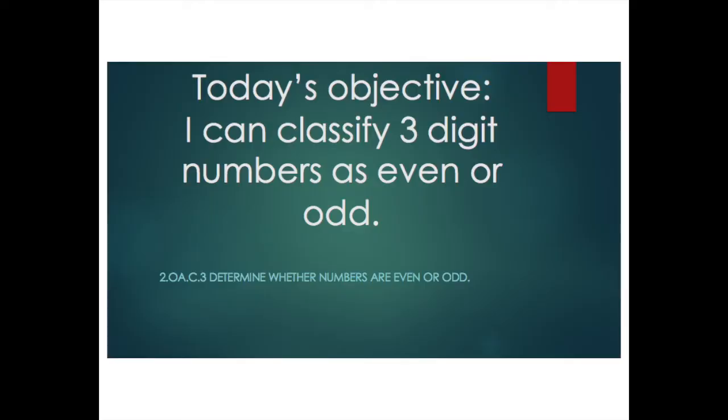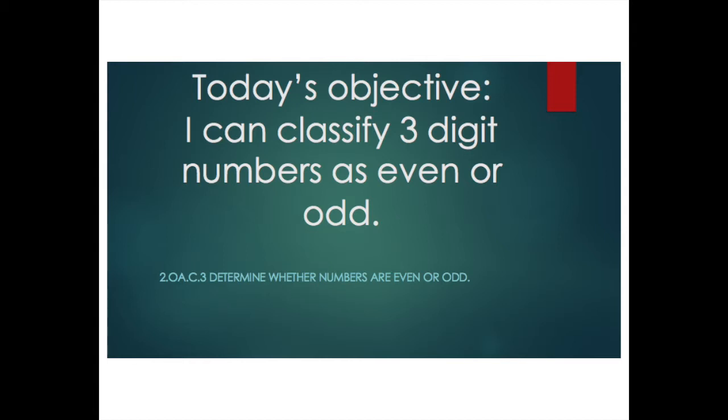Today we are going to go over a math lesson on even and odd numbers, which is a concept that we learned way at the beginning of the year. So now we're going to take the skills that we've been working on building this whole year and work to expand that concept and make sure that we've mastered it. So our objective today is that we can classify 3-digit numbers as even or odd.